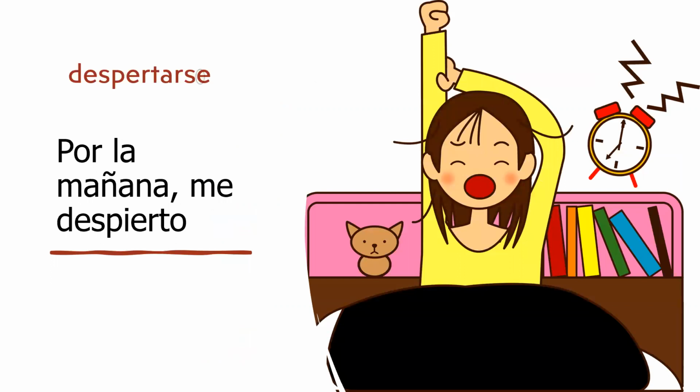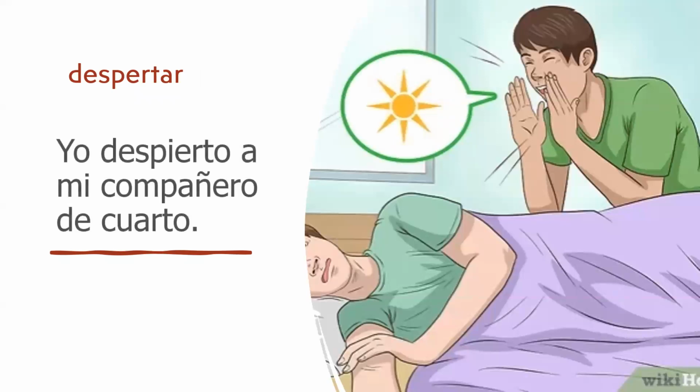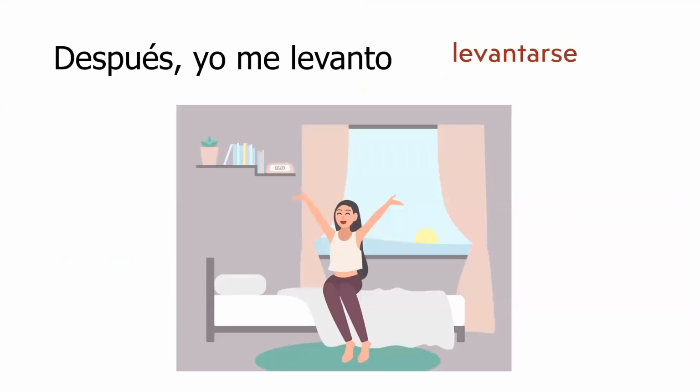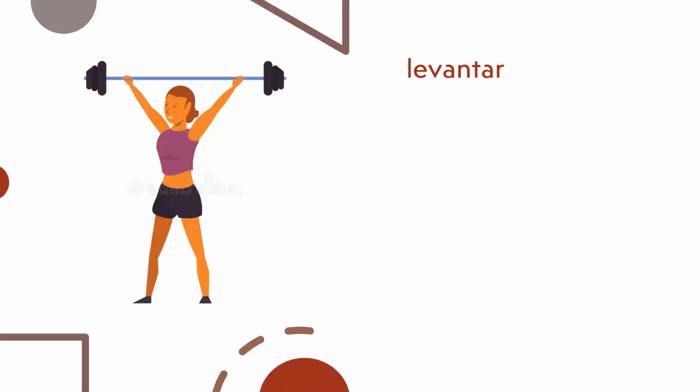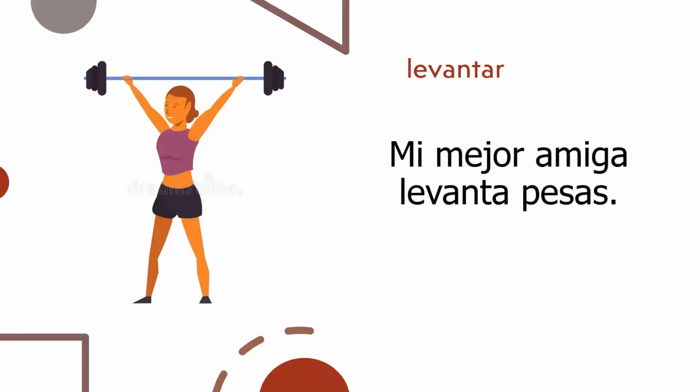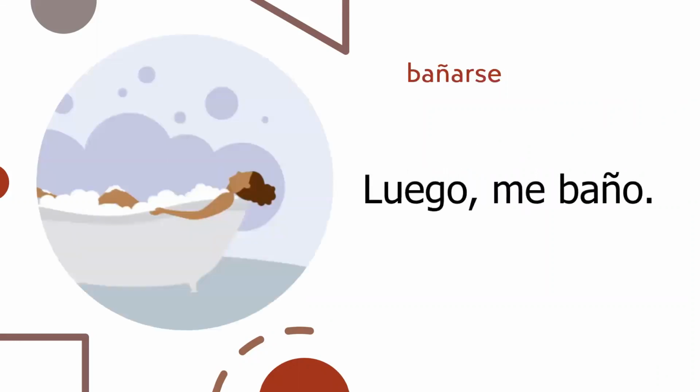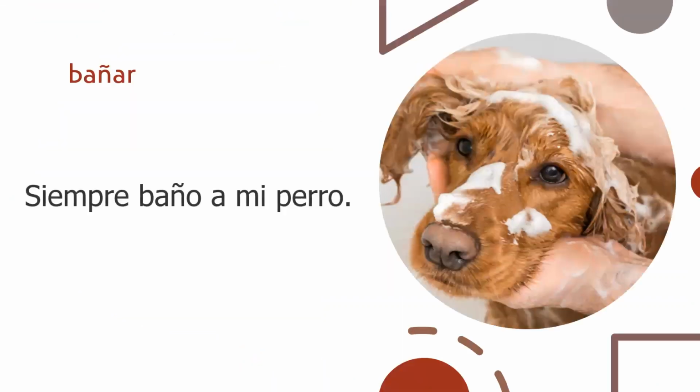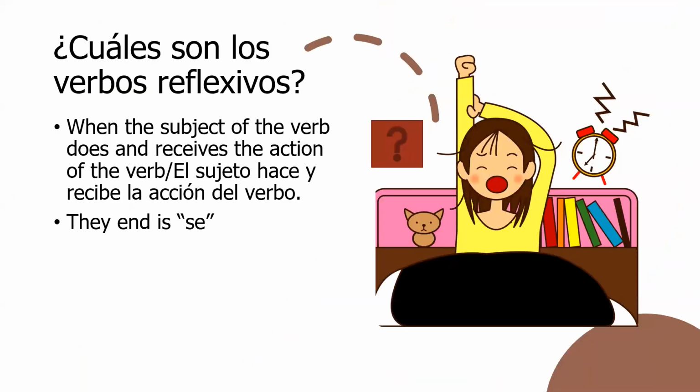Despertarse, ok, despertarse en sin se. Por la mañana me despierto. Despertar. Yo despierto a mi compañero de cuarto. Levantarse. Después yo me levanto. Levantar. Mi mejor amiga levanta pesas. Bañarse. Luego me baño. Bañar. Siempre baño a mi perro.